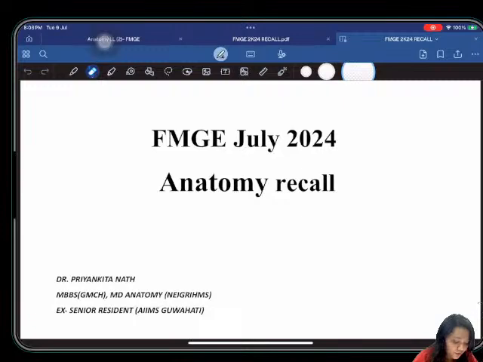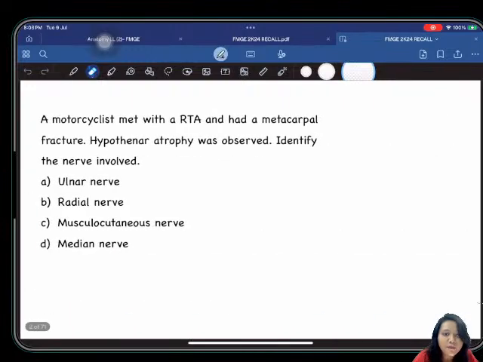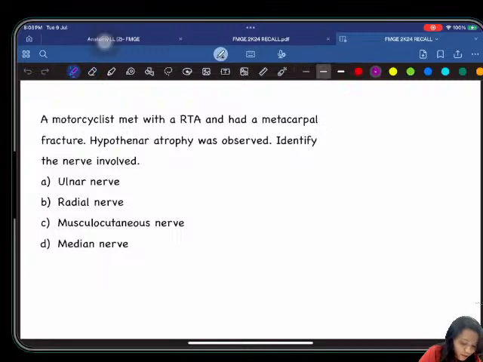Okay, so a question came on a motorcyclist. This is a clinical type question, as recalled by the students. Most of the questions are recalled by the students, so it might not be exactly the same, but similar to the questions which were asked in the exam. There was a question where a motorcyclist met with an RTA and had a metacarpal fracture.